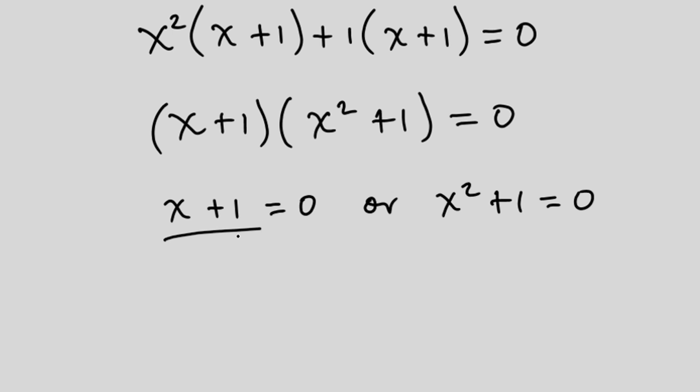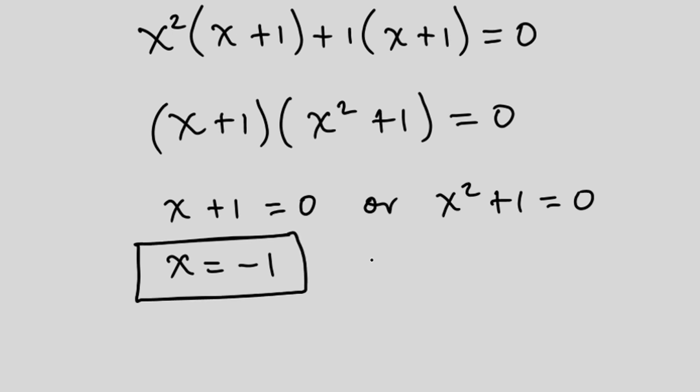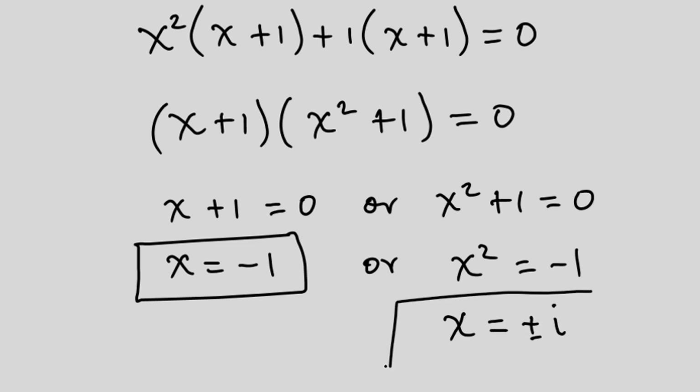This is a level 1 question. It's pretty much simple. x is equal to -1 as one of the solutions. Or from here, we have to move this positive 1 to the right. And if we do that, we're going to end up getting x squared is equal to -1. Taking square root on each side of the equation, we end up getting x is equal to plus or minus i. And guess what? These are the other solutions.